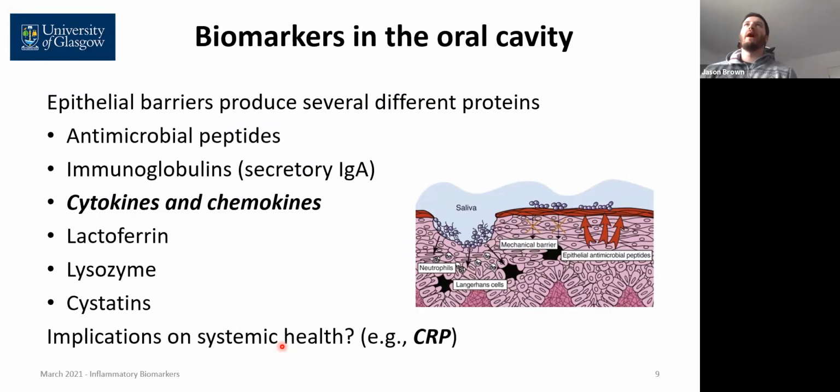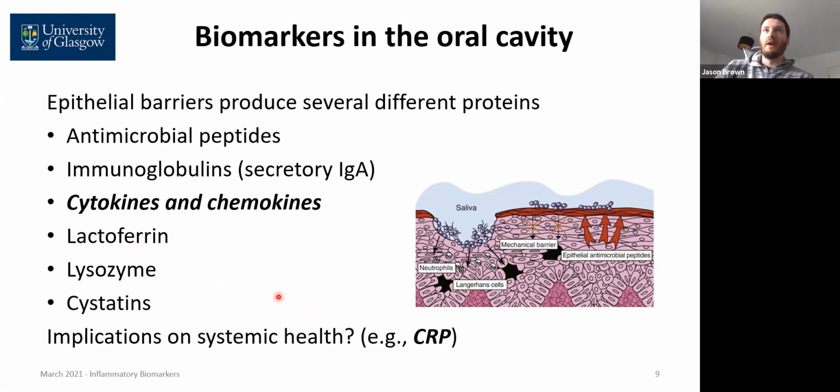So when we are talking about biomarkers in the oral cavity, what could you look for? Well, the epithelial barriers within the oral mucosa produce several different proteins. So these could be antimicrobial peptides, which we've already talked about, cytokines, chemokines, but also there's other types as well. So there's enzymes such as lysozyme, immunoglobulins, so secretory IgA is a type of antibody. Again, I probably covered a bit of that in my vaccines lecture, I believe.